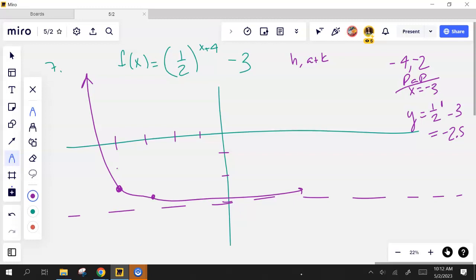If I need to find the y-intercept here, that's probably going to be a little bit harder because if I plug in 0 for x, I get 1/2 to the 4th minus 3, which is 2, 4, 8, 16. 1/16 minus 3. Oh. -2.9375.